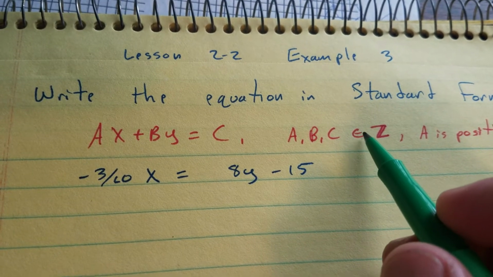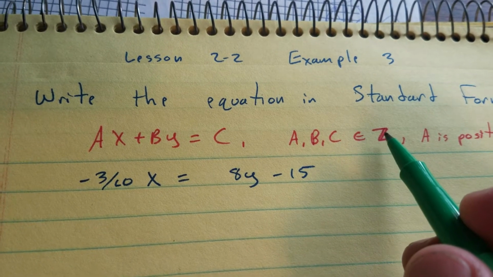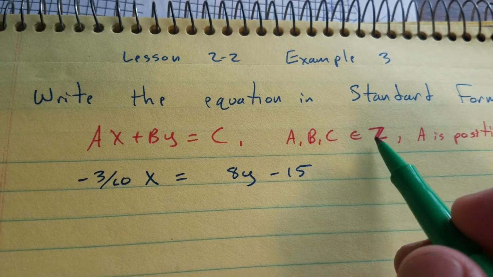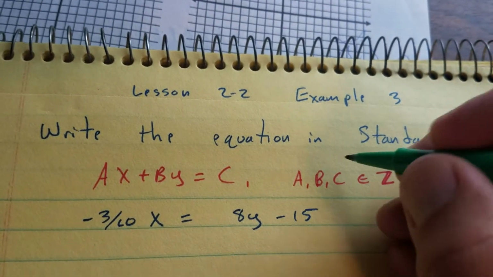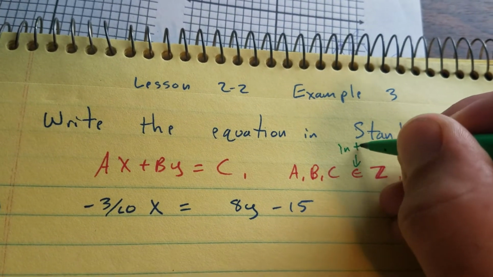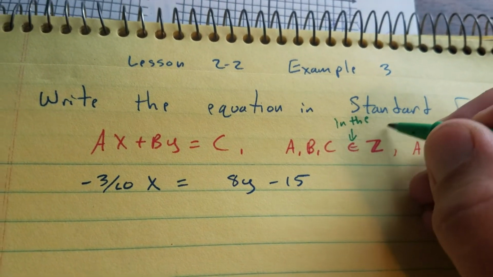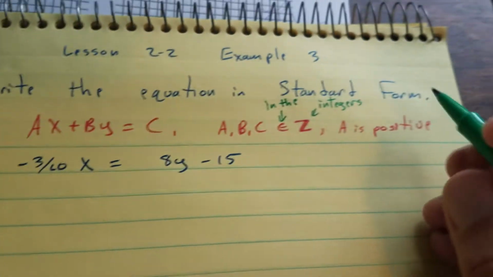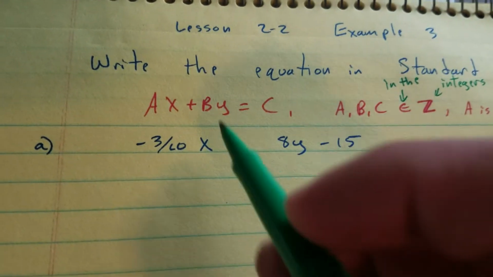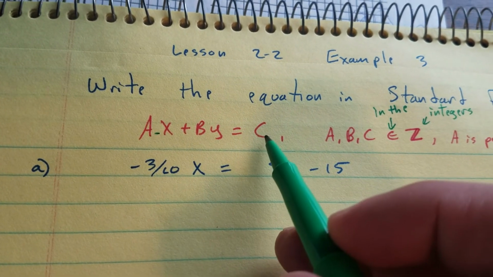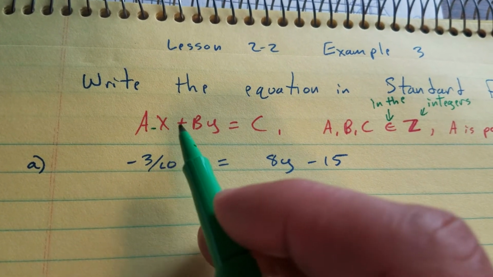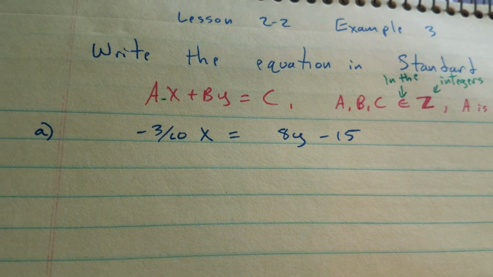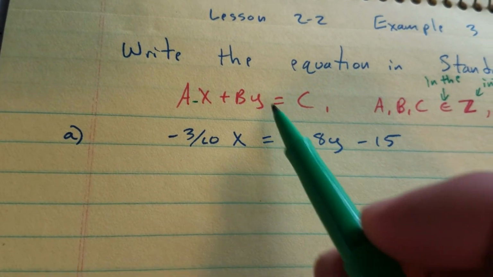So this little backwards 3 means element of, and this is the symbol for integers. So a, b, and c are in the set of integers. When you read this symbol, it is "in the," and this, of course, is the set of integers. Okay, a is positive. So a, b, and c are integers, and a is positive. A and b are not both 0. So we need to get this equation in this form.